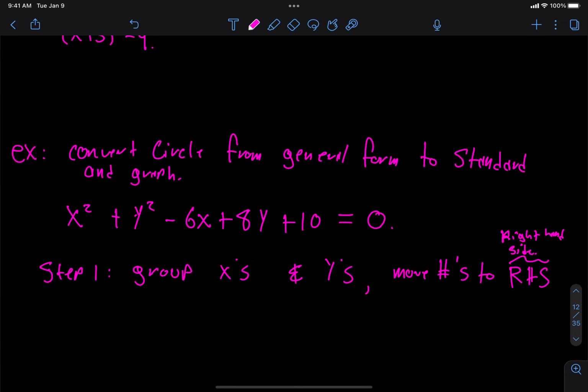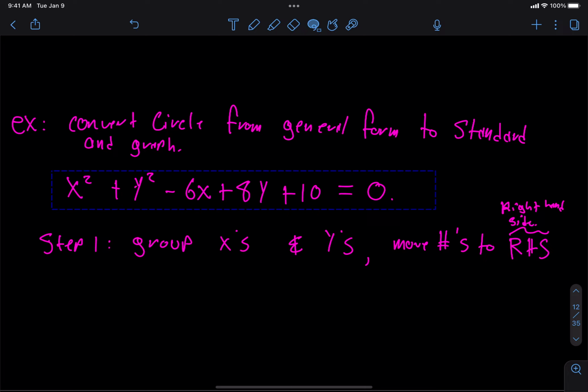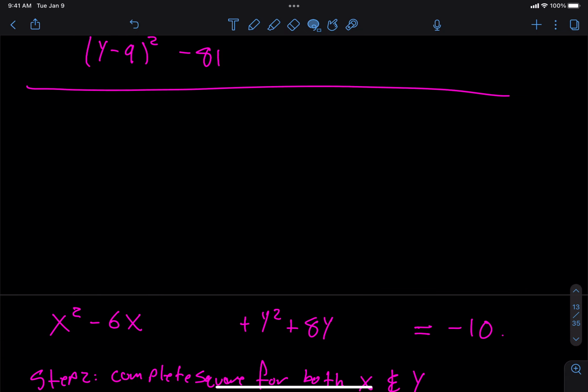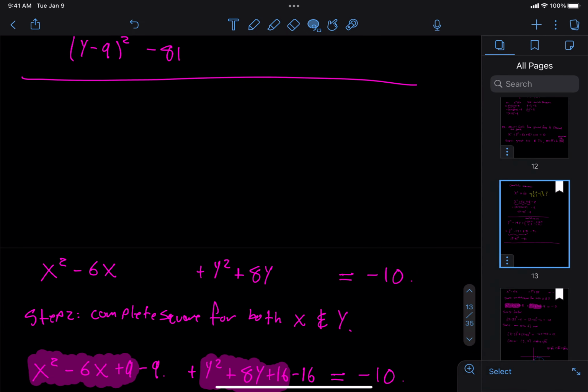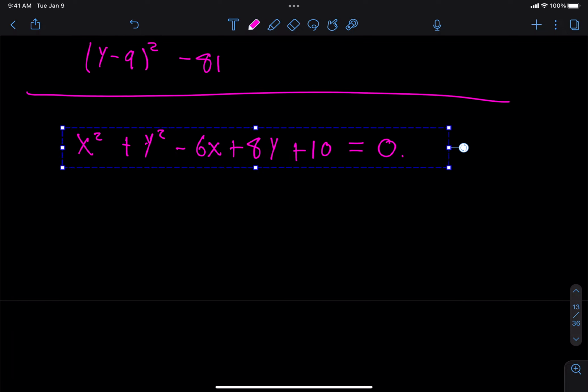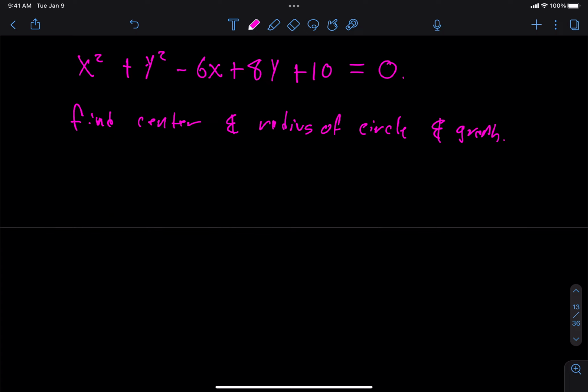Let's do the one that we had in the notes, just because I know that one's going to work out. And I'll add another page here so we have more room to work. Okay, paste. Find the center and radius of the circle. Hand graph. Okay, how do I start?